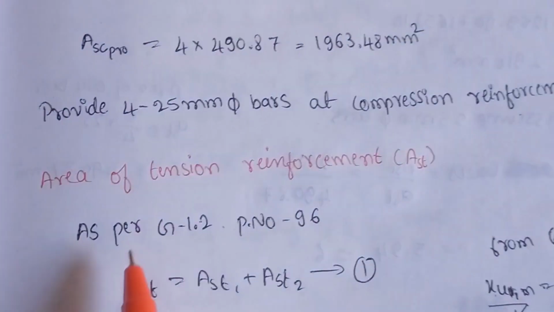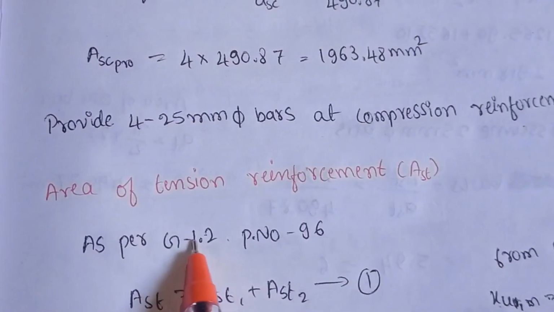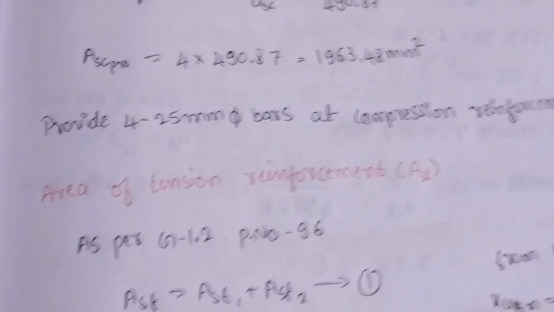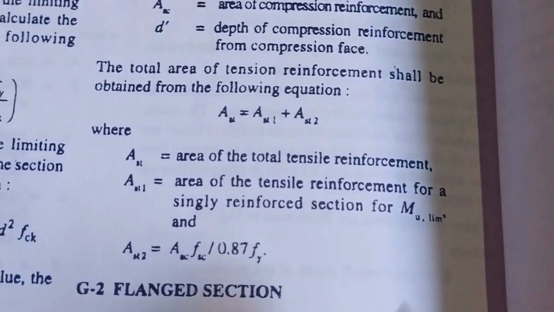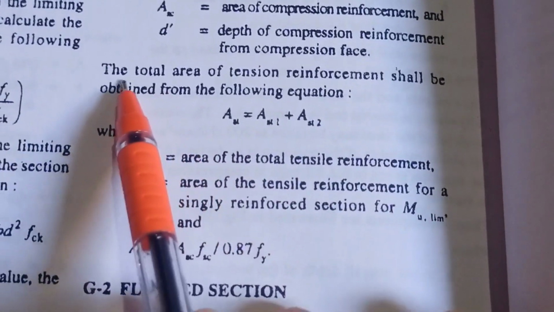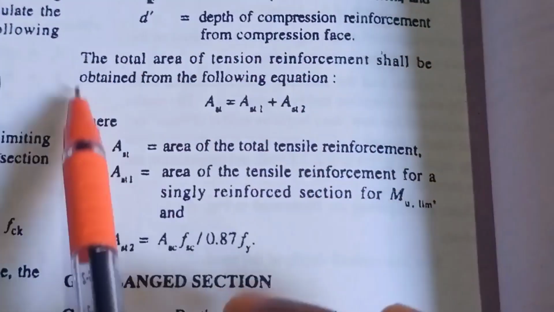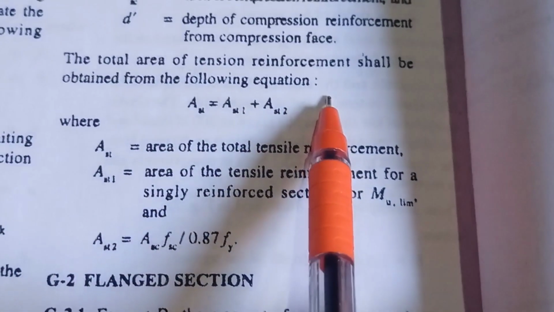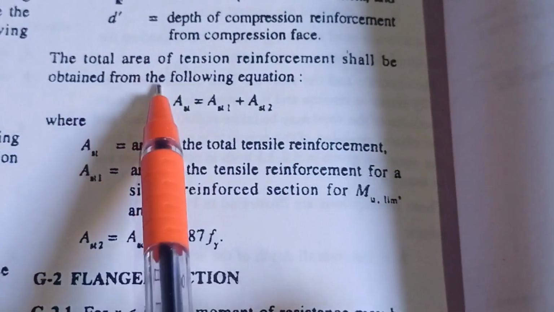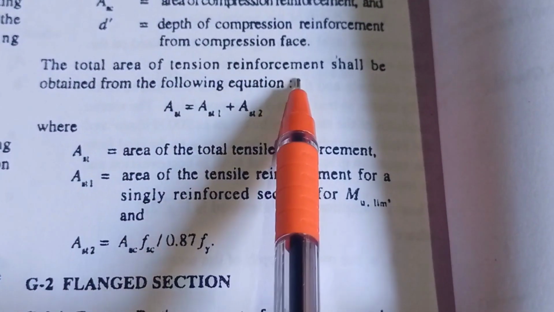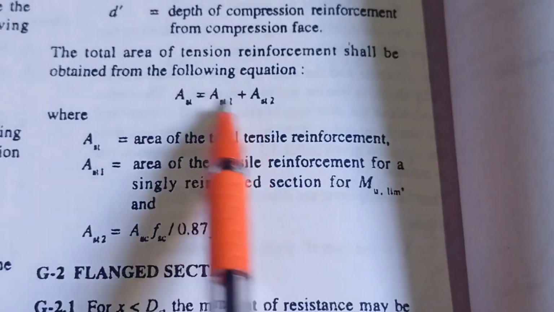Now refer to G1, page number 96. What it says, we'll see. This is page number 96. The total area of tension reinforcement shall be obtained from the following equation. They are saying the total area of tension reinforcement will be obtained by using this formula.